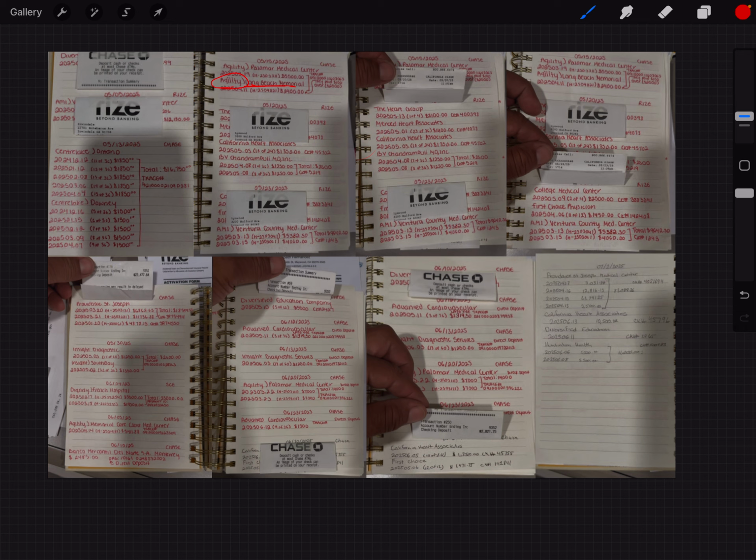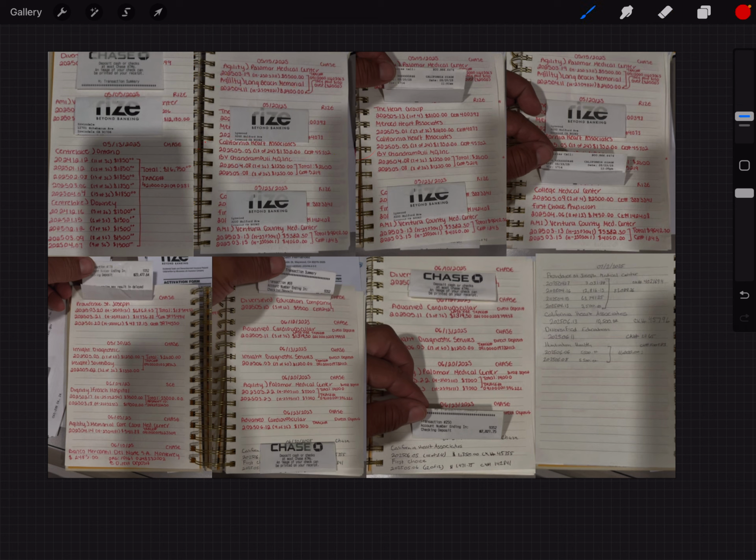And obviously, for, let's say, California Heart Associates, they themselves pay us, so we're just going to put their names. No one else paid us for them. California Heart actually paid us, not any other vendor or anything like that.